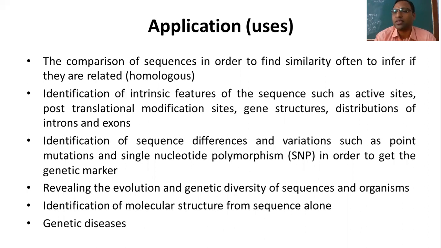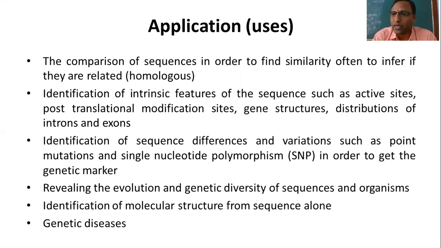Then identification of sequence differences and variations. We can give a score for how many variations and differences there are, and give the deviation. For example, if X is the first generation, we can calculate how much difference there is by the 10th generation in the evolutionary process, such as a point mutation, where only one base has changed, because of which the particular codon has changed, or a single nucleotide polymorphism. We look at how much polymorphism is present in order to get the genetic marker.